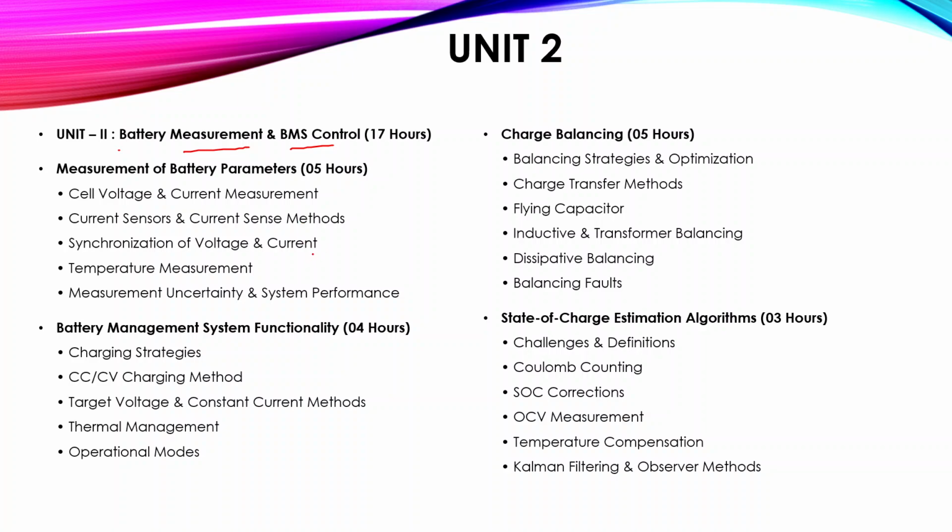The first important function is measurement of battery parameters, where cell voltage measurement is essential to detect the imbalance and over voltage condition. Okay, as well, the current measurement can be done using the shunt resistor or Hall effect sensors.